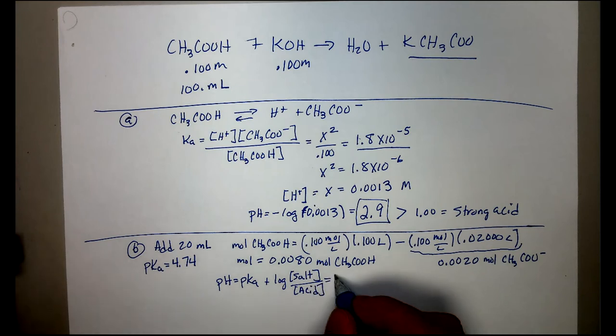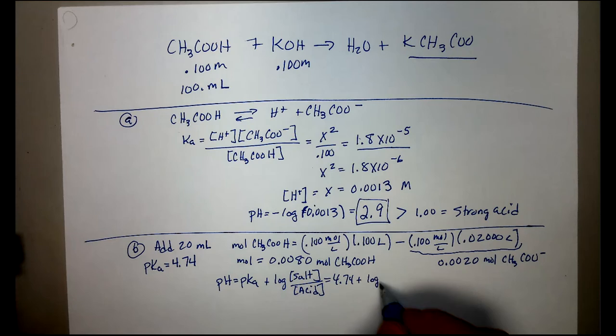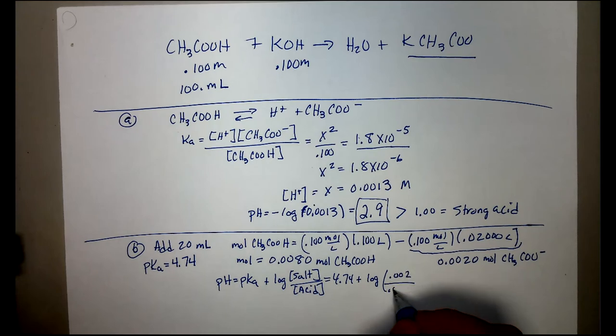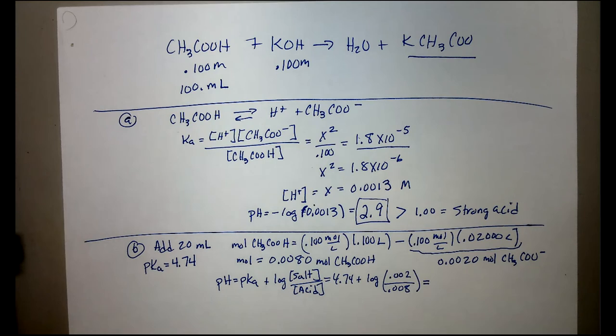So 4.74 plus the log of our salt, 0.002 divided by 0.008. And so in this range, we're forming a buffer, therefore using the Henderson-Hasselbalch equation. And so we run that through our calculator.